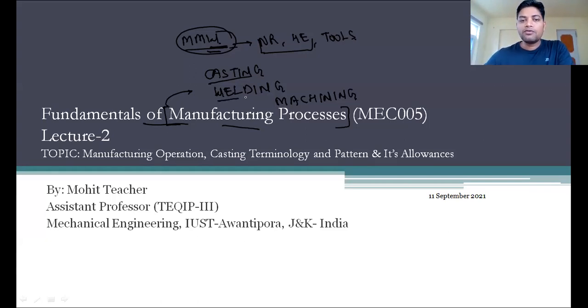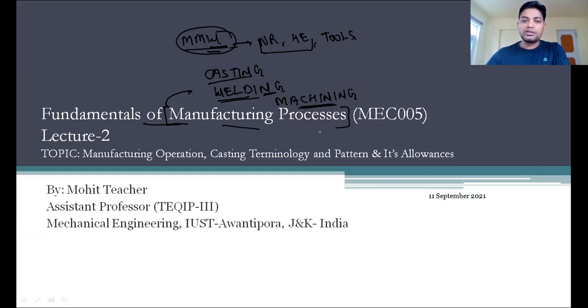Then there is welding technology. It is basically a joining process. Similar or dissimilar metals can be joined, and different types of techniques are available. I briefed you on that in the last class, and we will discuss the welding technology in brief.